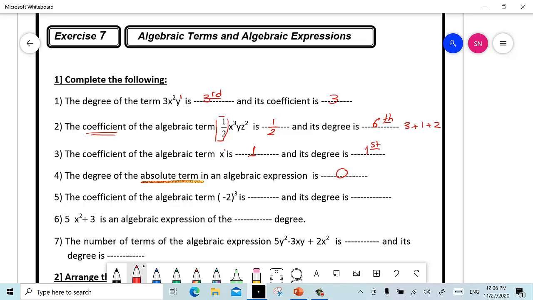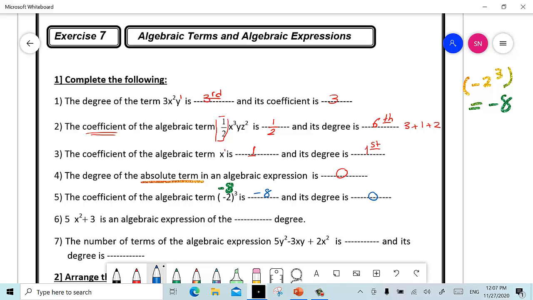Number 5. The coefficient of the algebraic term negative 2 to the power of 3. We know that negative 2 to the power of 3 is equal to negative 8. So here my algebraic term contains only a numerical factor, which is negative 8. So the coefficient is negative 8. And the degree of the algebraic term negative 8 is 0, simply because the algebraic term negative 8 is an absolute term and the degree of any absolute term is 0. Let's go now for number 6.